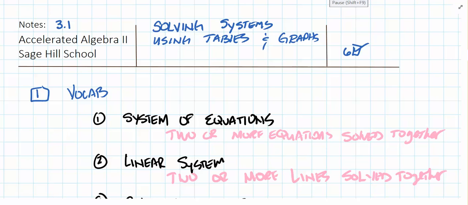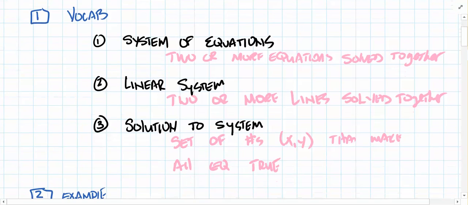Okay, so here's 3.1 in Accelerated Algebra 2, solving systems using tables and graphs. We didn't cover everything yesterday, so I want to make sure I put it in the video for you. We first start off with talking about some vocabulary.